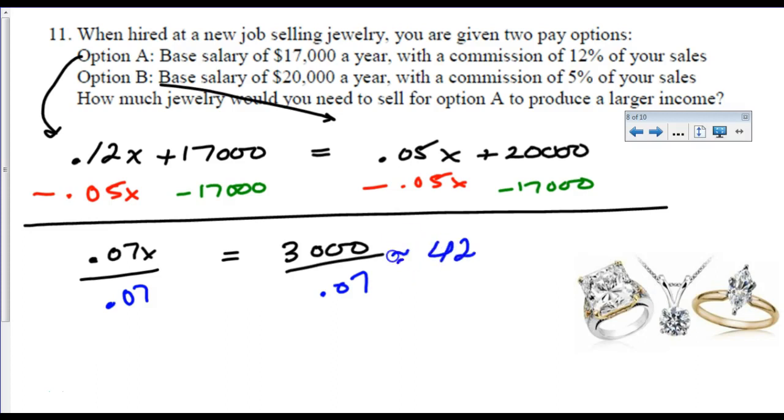So I'm going to say about $42,858. So you have to kind of make a decision as to whether you think you can sell that much jewelry in a year in order to determine which salary is appropriate for you.